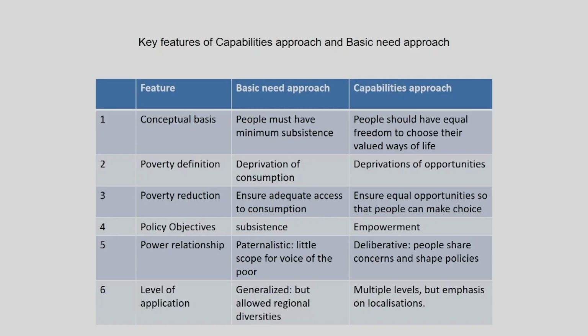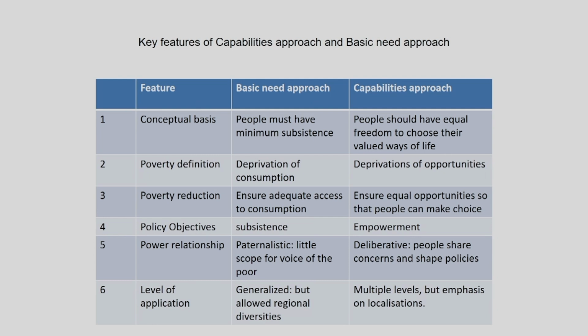So, if we have to summarize the key features of the CA and the basic needs approach, in terms of the conceptual basis, the basic needs approach looks at the fact that people must have minimum subsistence. So, they must have access to food and shelter and clothing and drinking water and sanitation and so on. The capabilities approach focuses on the fact that people should have equal freedom to choose their valued ways of life.